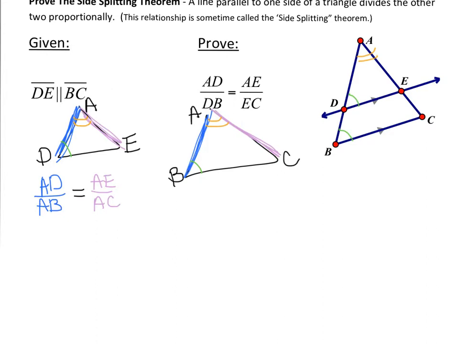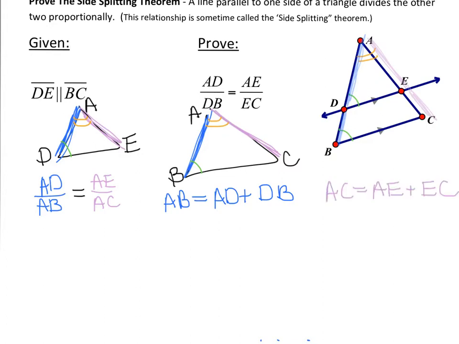We also want to keep in mind that side AB is made up of segments AD and DB. And similarly, segment AC is made up of segments AE and EC. If we substitute these two expressions into our proportion, we get the following. Now, we just need to solve this proportion.